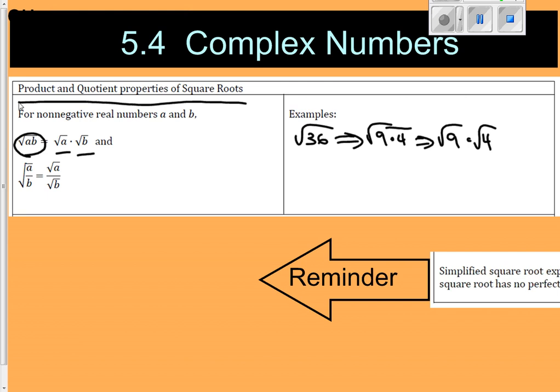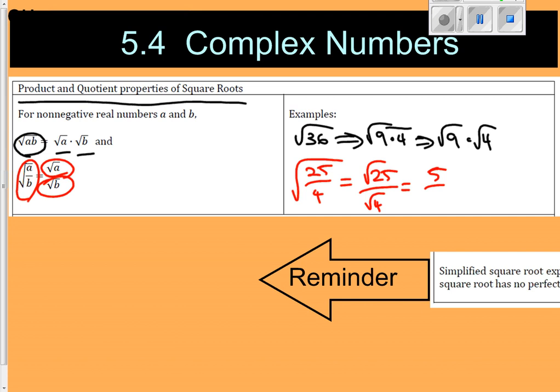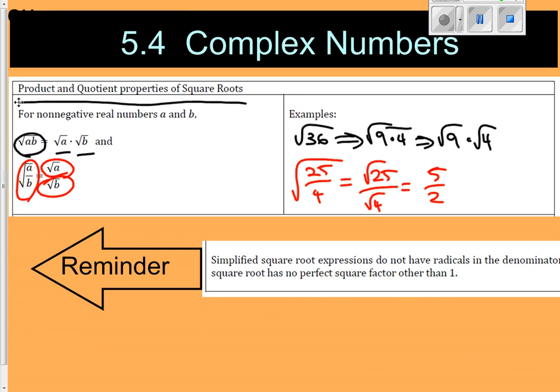The second rule is this: if I've got the square root of a whole fraction, that is equivalent to the square root of the top over the square root of the bottom. So if I've got the square root of 25 over 4, that's just the square root of 25 over the square root of 4, which is just 5 over 2. Anytime there's a number underneath the square root, you can break it apart by the factors that you would multiply to get it. And if you have a square root of a fraction, you can take the square root of the top and the square root of the bottom.